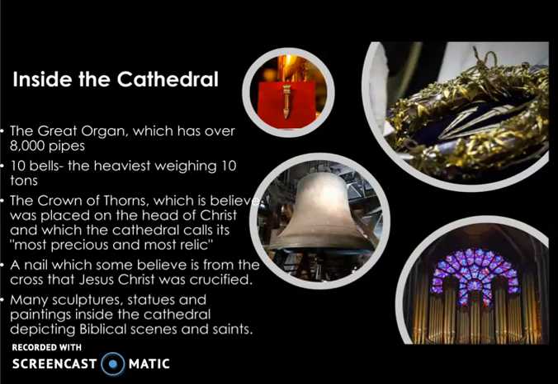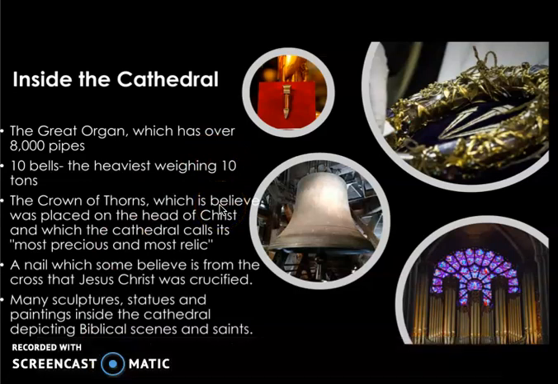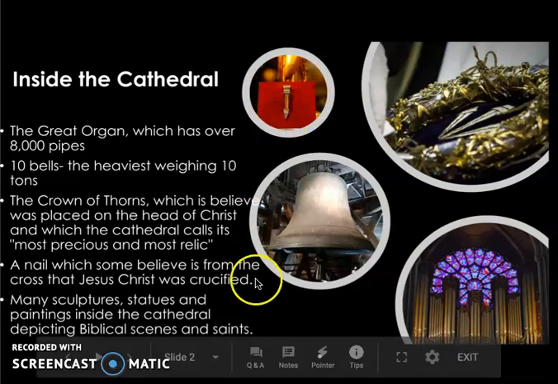It has the crown of thorns, which is believed to be placed on the head of Christ. And the cathedral calls it one of its most precious relics. You can see a picture of that up here in the top right corner. It also has a nail, which some believe was used to crucify Christ, which is right here. It's really little, it's hard to see. It's in a little case here. And it also has many sculptures and statues and paintings inside that depict Bible scenes and saints as well.